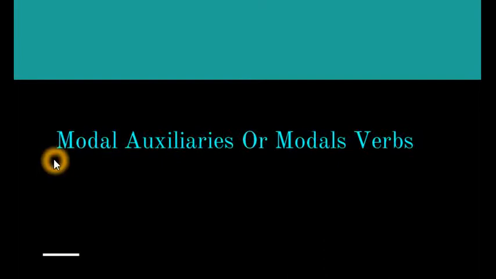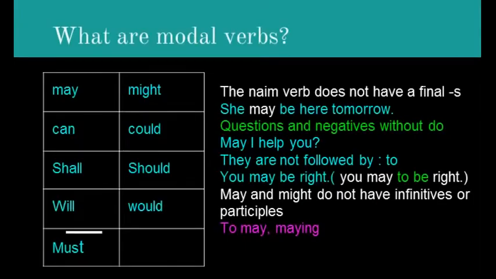Hey guys, in this series we'll discuss modal auxiliaries, or modal verbs. These verbs are called modal auxiliaries. They are helping verbs that express a wide range of meaning. So why do we use them? We use modal verbs to express ability, and possibility, that something is possible or probable. We also use modal verbs to ask permission or to make requests.